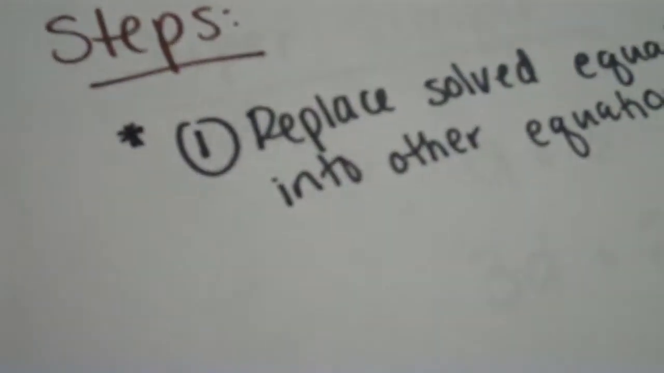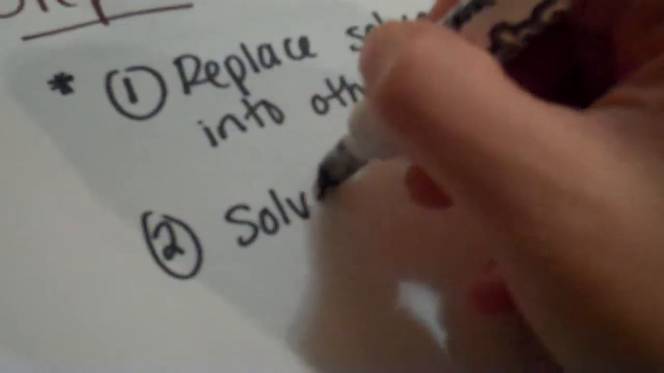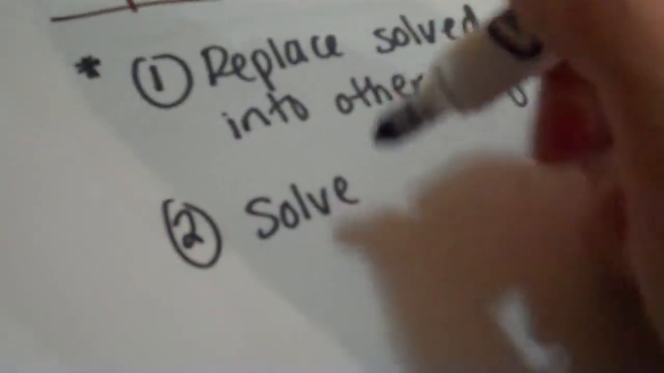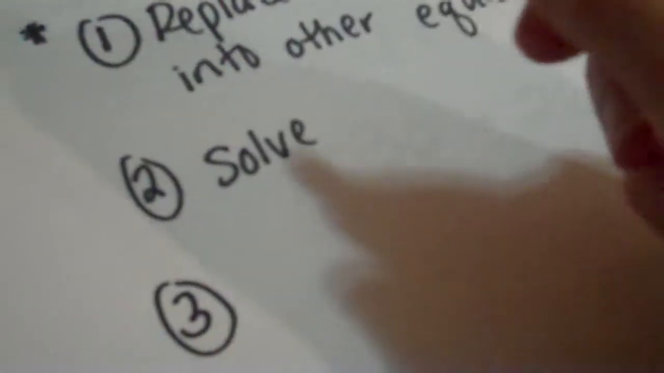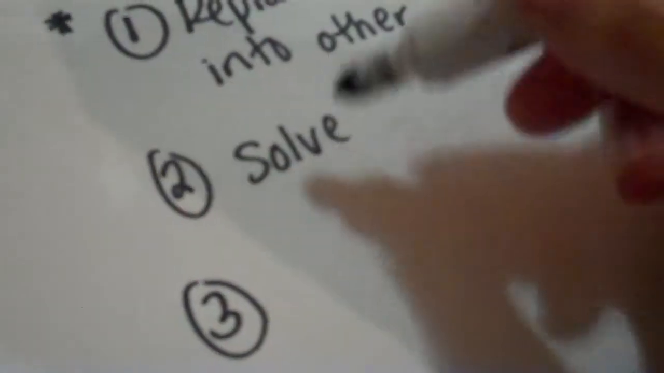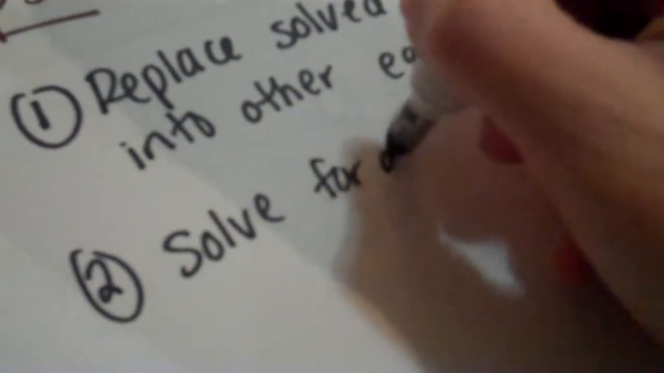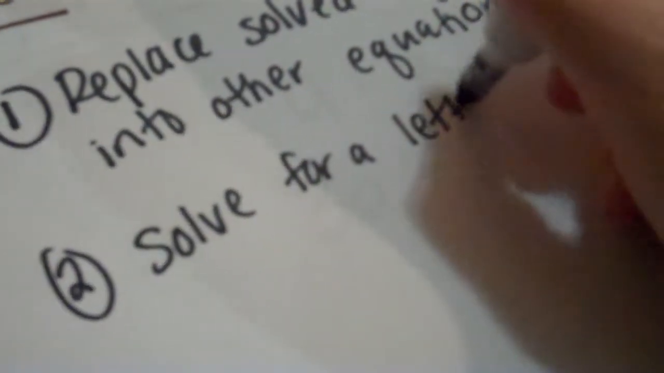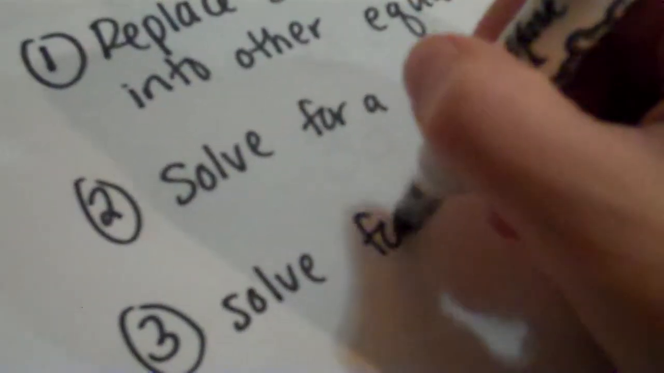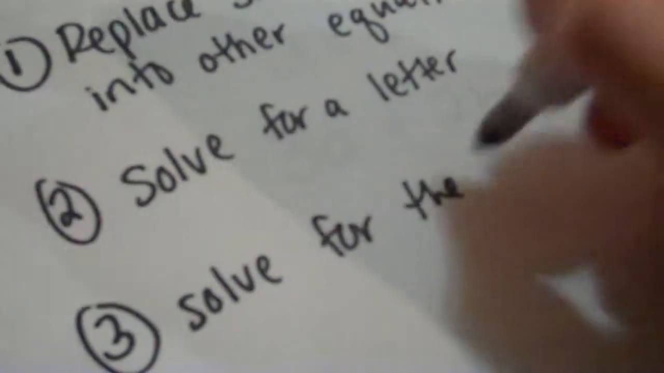This tends to be the hardest step for some kids because they don't understand it in their head. They're not quite sure what's going on there. The second thing you're going to do is solve. And y'all know how to do that. We've been doing that for a while. So just solve. Okay? And then the last step, this is a step a lot of kids forget to do, is once they solve for a letter, then what you do is you solve for the other letter.